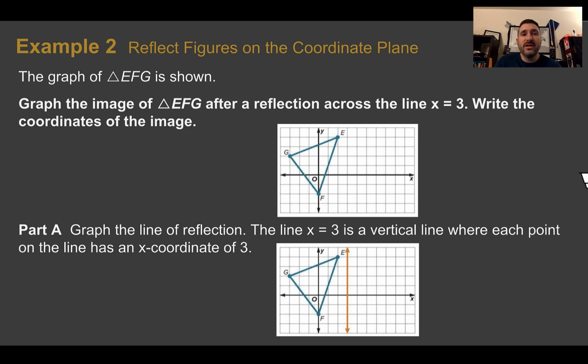Example 2, reflect figures on the coordinate plane. The graph of triangle EFG is shown. Graph the image of triangle EFG after a reflection across the line x = 3. Write the coordinates of the image. So here we can see our triangle EFG. We want to reflect it across the line x = 3. So first, we need to graph that line of reflection and figure out what we're graphing it over. So x = 3 is this orange vertical line here, and we want to reflect over that.